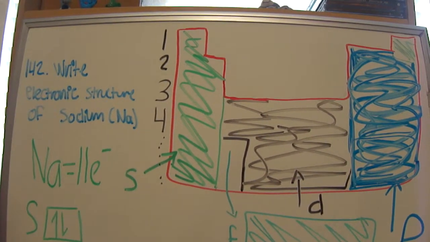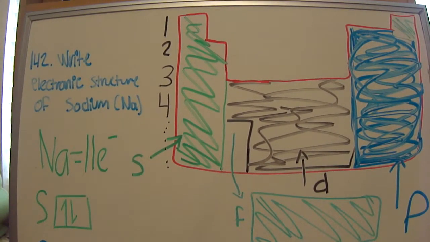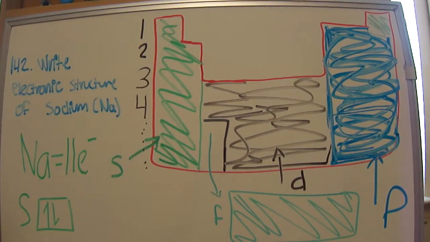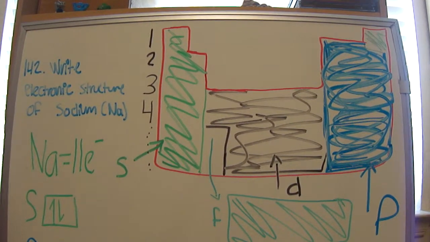This is question 142 from the exam 2. It's asking you to write the electronic structure of sodium. To find the electronic structure, you need a periodic table. The periodic table will be like your map.